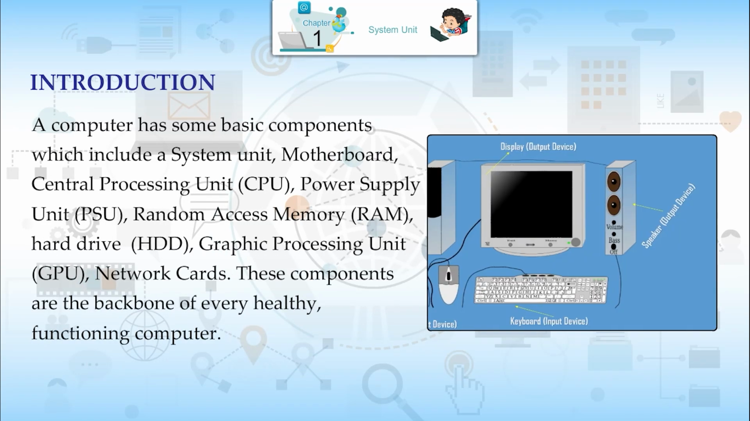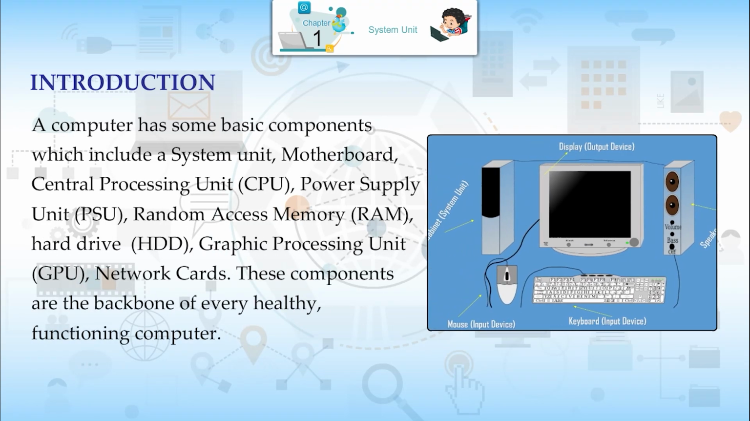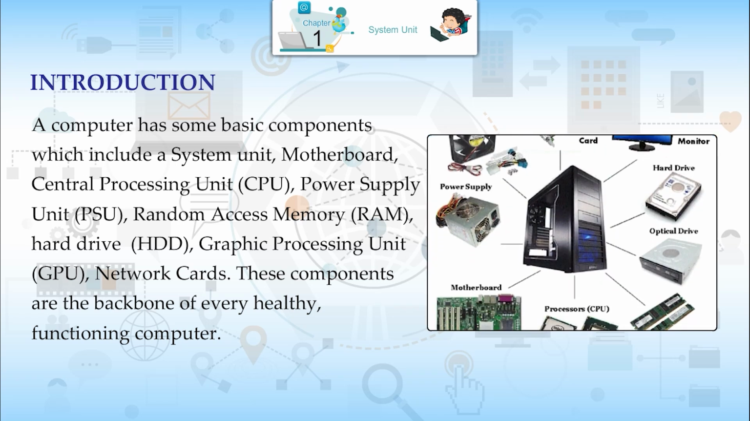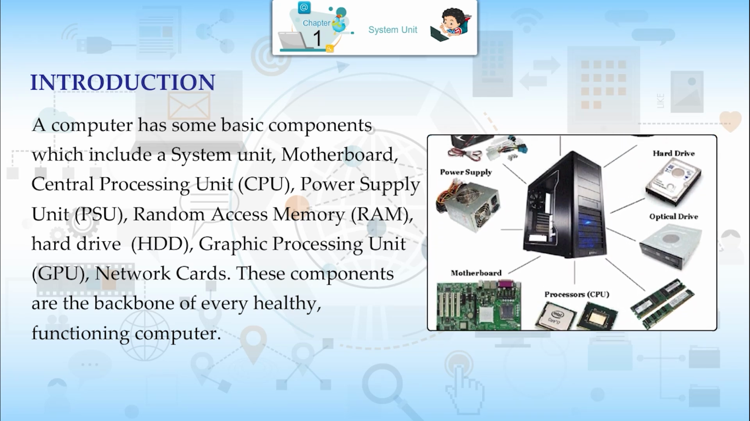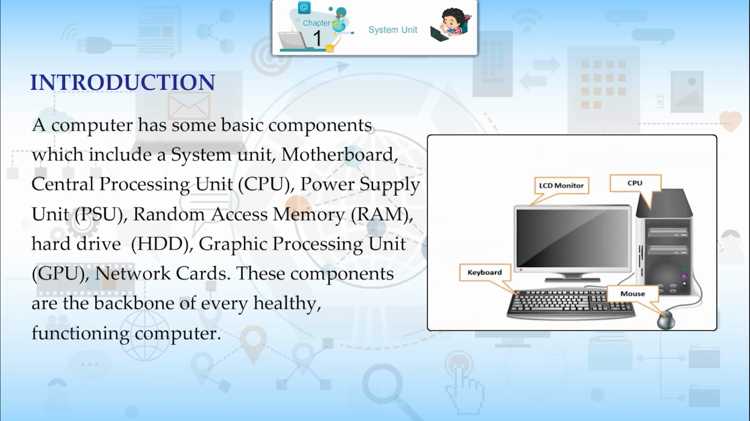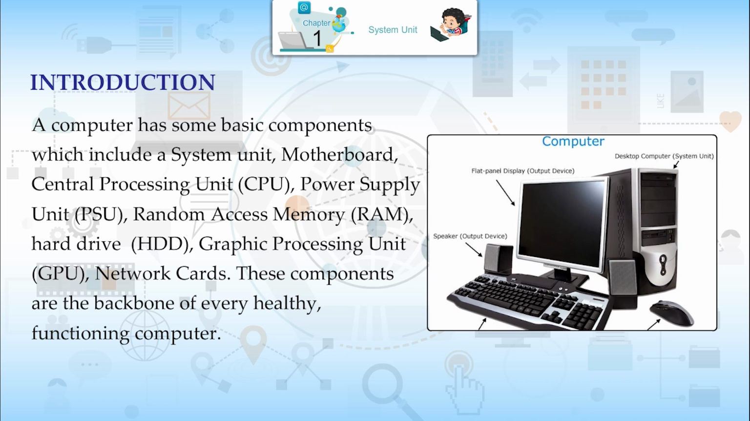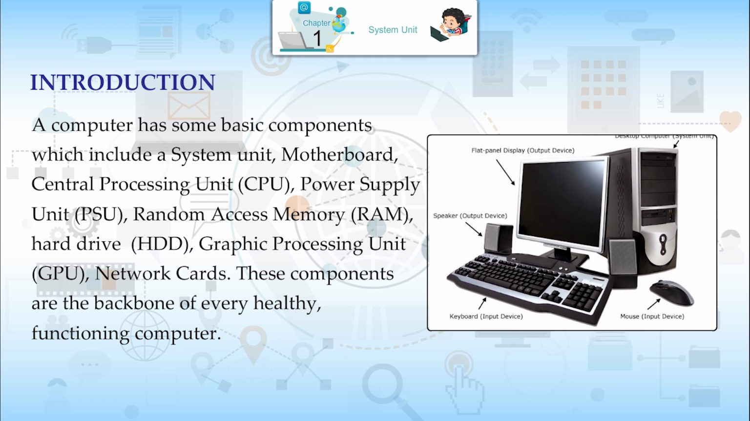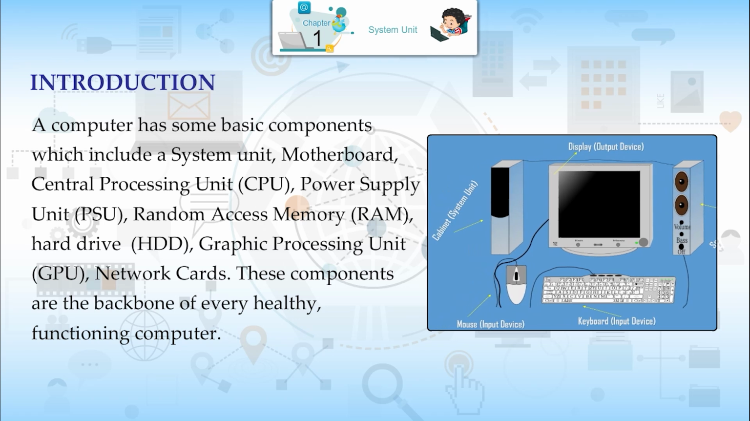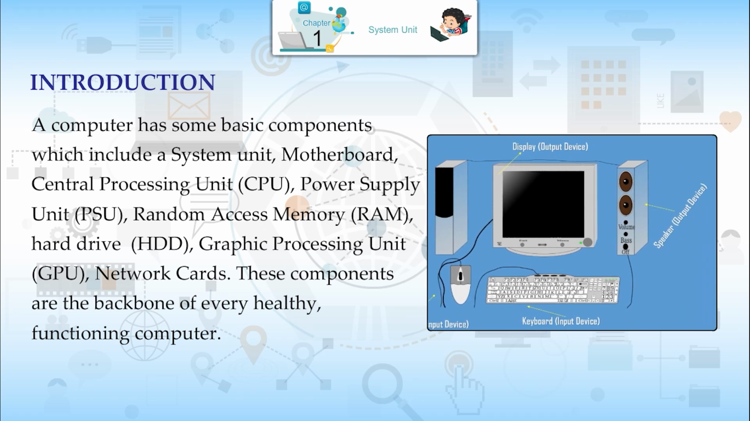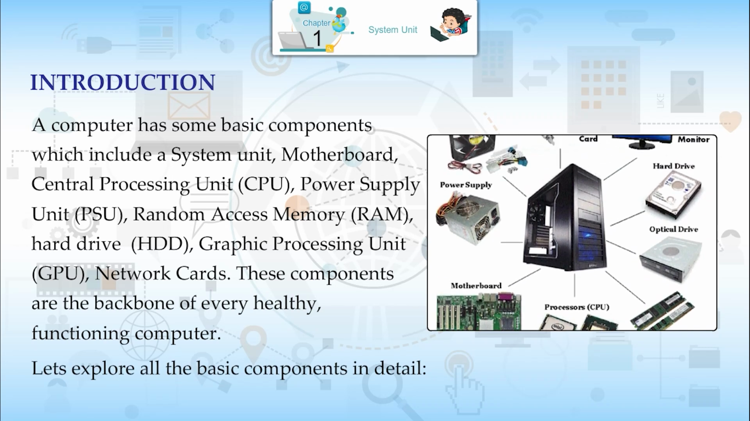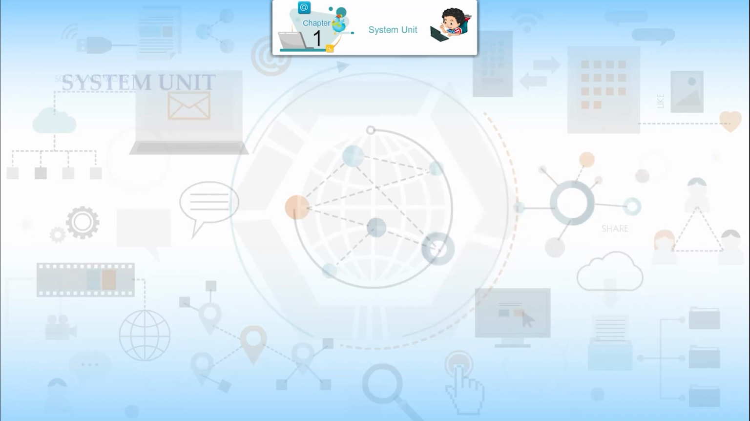A computer has some basic components which include a system unit, motherboard, central processing unit (CPU), power supply unit (PSU), random access memory (RAM), hard drive (HDD), graphic processing unit (GPU), and network cards. These components are the backbone of every healthy functioning computer. Let's explore all the basic components in detail.